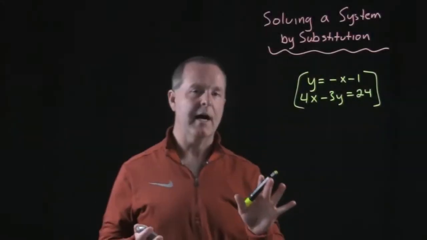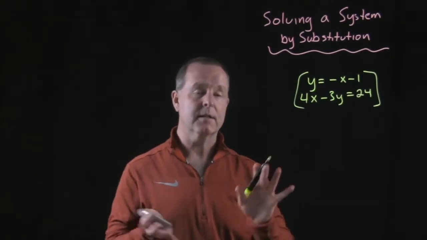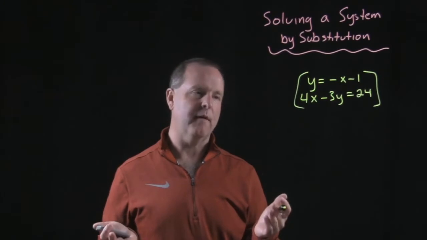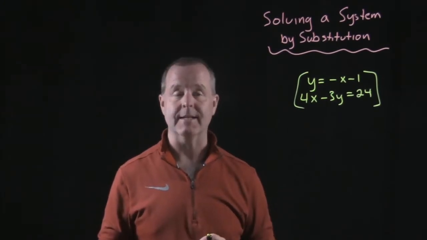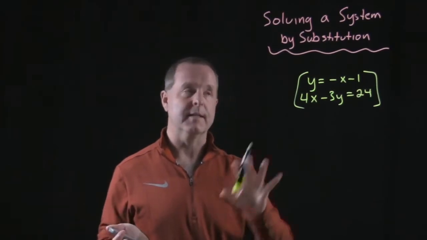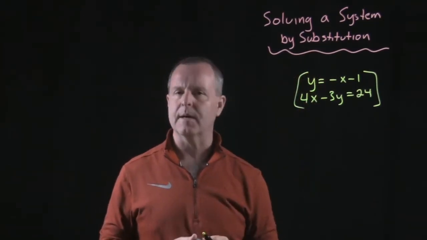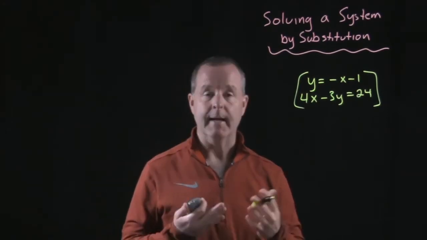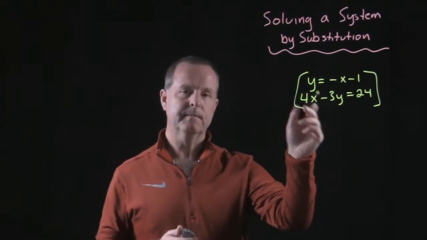Now, graphing is not usually the best way to solve a system because, again, it's inexact. It gives us a rough ballpark unless we have very precise instrumentation. So we have another avenue to solve a system, a technique called substitution, or solving a system by substitution. And here's a system.